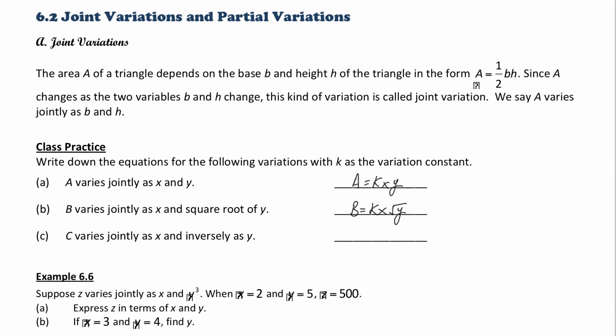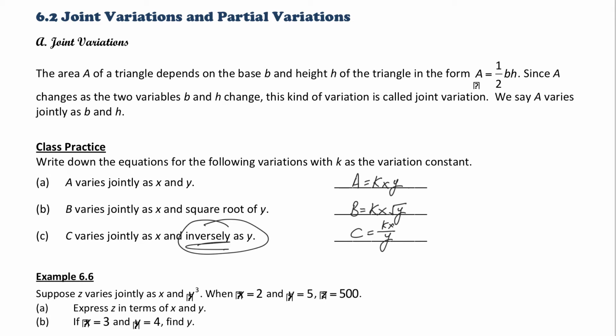C varies jointly at x and inversely, remember, the second part is inversely at y. So C is equal to kx over y. This is some examples of joint variation.